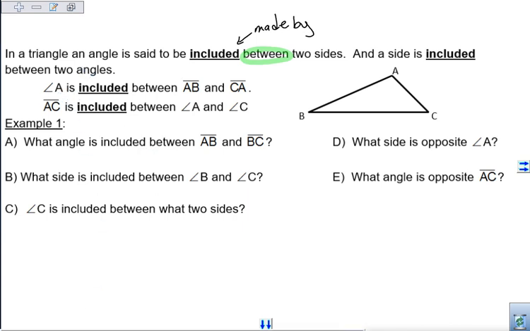Our first example here says that angle A, so this angle, is included between segment AB and segment CA. So notice how those two segments are making that angle A. Then we have segment AC is included between angles A and C. So again, notice that angles A and C are at the ends, and segment AC is the one that's being made by those two.